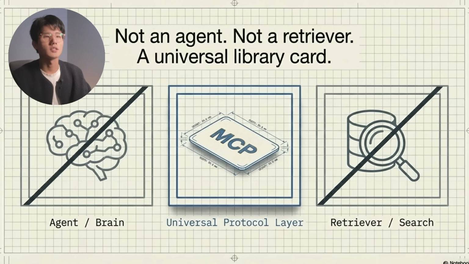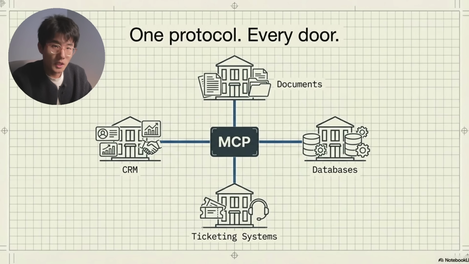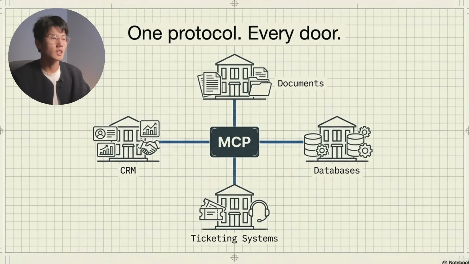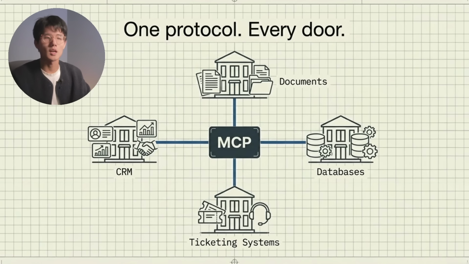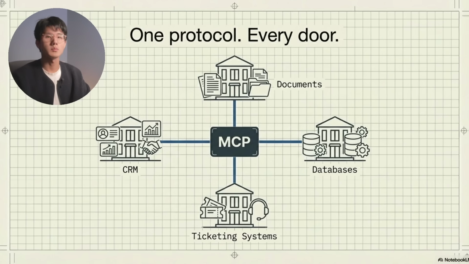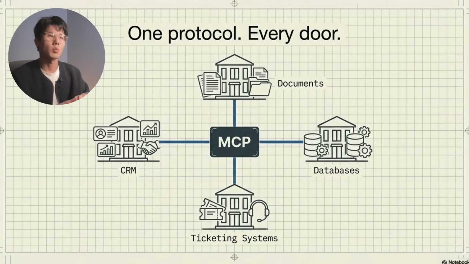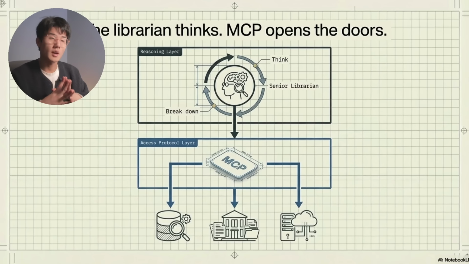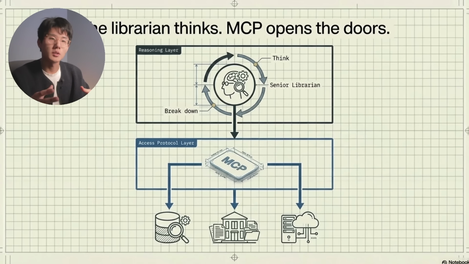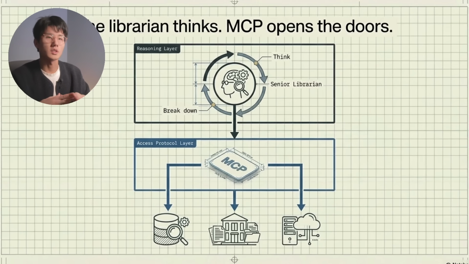MCP is not a framework. It's not a retriever. It is not an agent. MCP is a universal library card system. Your company has multiple branches. Let's think of it like that. A document archive, a database, a ticketing system, a CRM. Normally the librarian would probably need a different key card, right? A different login, authentication information, and different process to access each and every single one of them. MCP, on the other hand, gives the librarian one universal card that works at every branch. One protocol, every door. The librarian still does the thinking here. MCP just makes sure every door opens the same exact way.